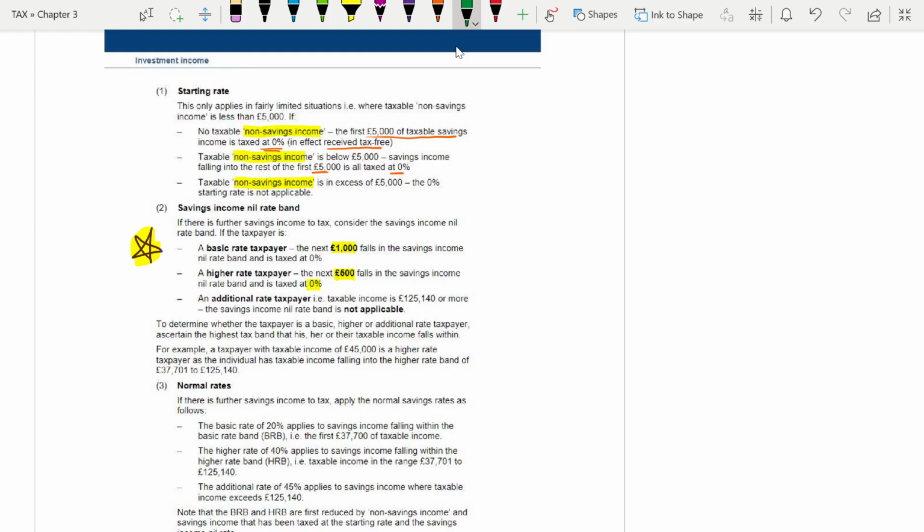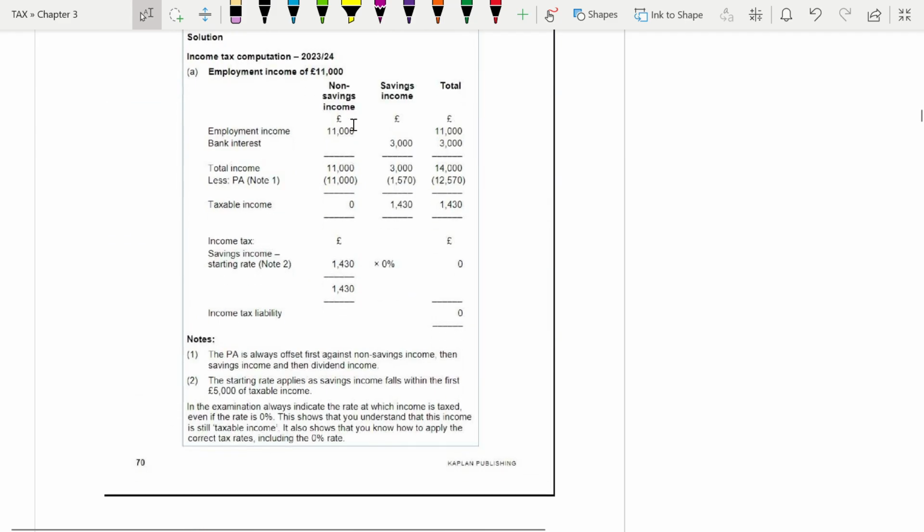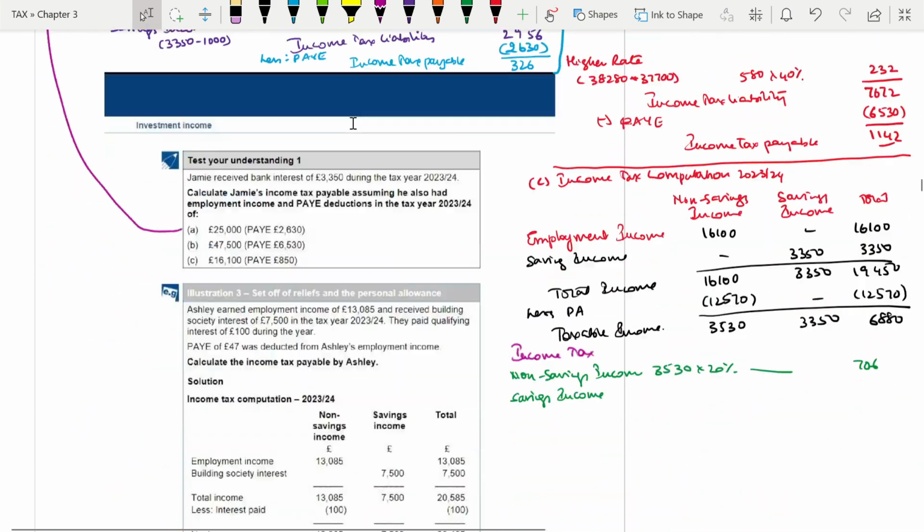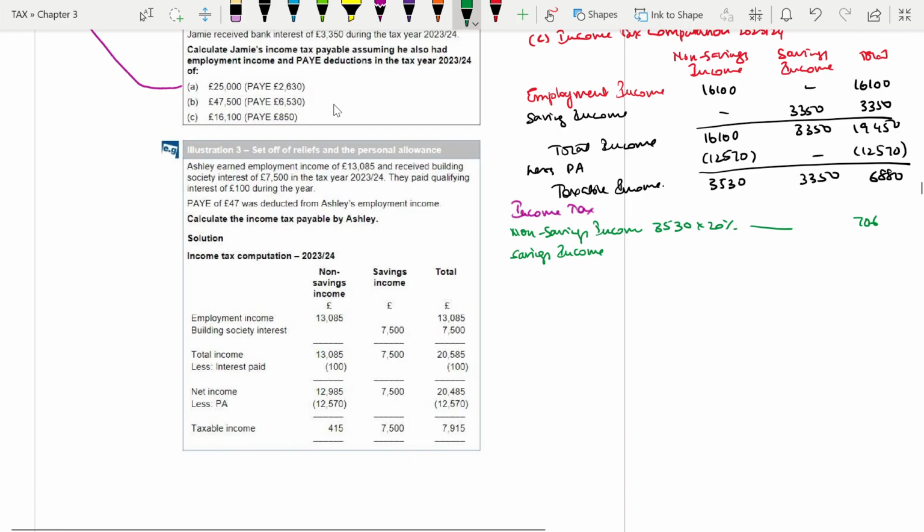This only applies in a limited situation where taxable non-savings income is less than 5,000. If taxable non-savings income is less than 5,000, then we have to consider this rule. What does it say? For savings income, I will mention the starting rate. How much is there?